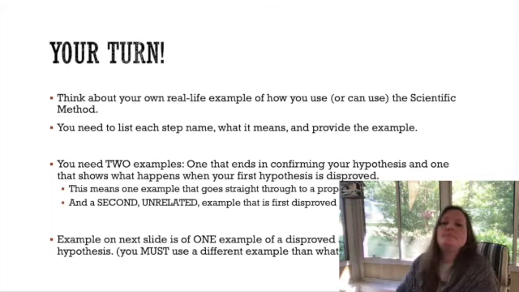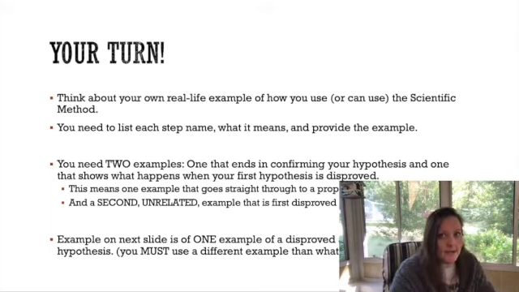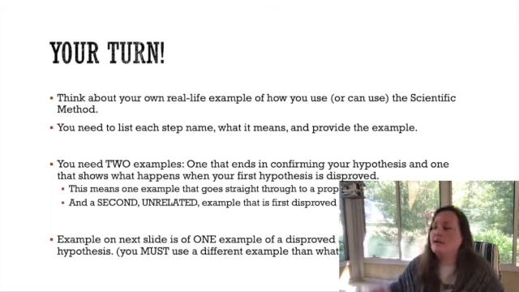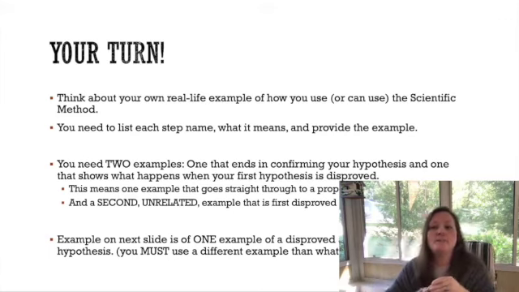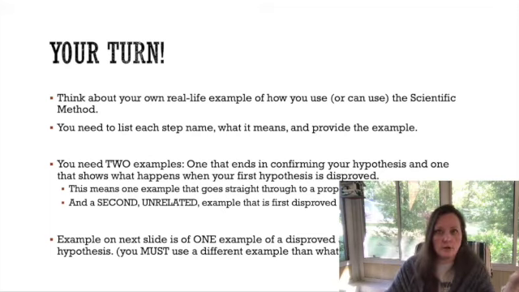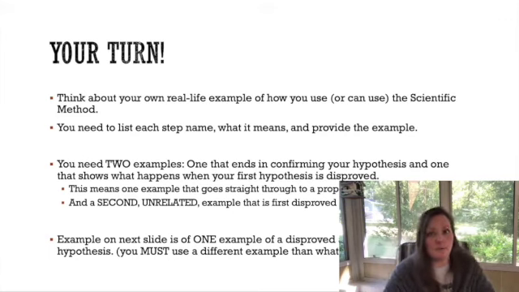Please. So you need to think up your own real life example. I am about to give you 2 examples, okay? But you need to use your own examples, not ones I give you. You will need to list each step. So you will do observation and then what you noticed. Question, that. I'm going to explain this in a minute. You need to tell me what it means. So observation, what I observe. Question, what I want to answer. That kind of thing. You are going to need 2 different examples.